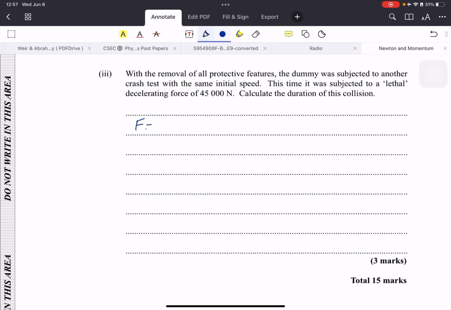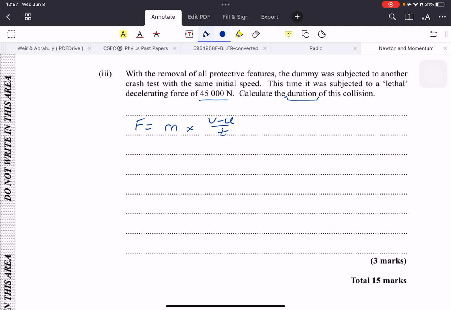So F is equal, we could put back ma and then change it to m(v minus u)/t, or we could just put m(v minus u)/t, right? Because that's the one that we're using. If you look at the question, that's what they're giving us. They're giving us the force. They want us to calculate the duration, so our formula must have t somewhere in it.